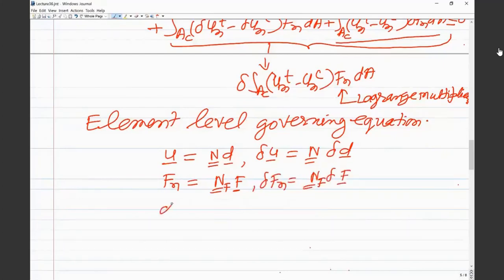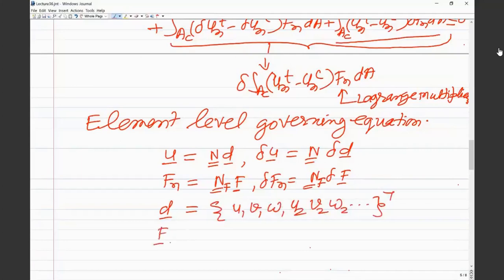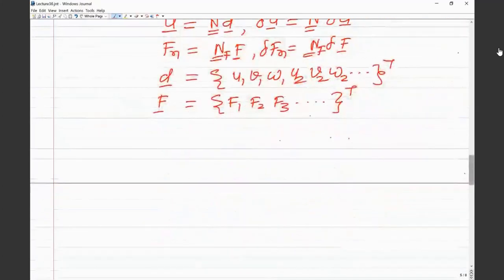Here, if you look at this D, for the 3D case as I said, it would be U1, V1, W1, and so on, depending on how many nodes you have in the element. That is what the vector D is. And vector F, which is used to define the normal traction on the target and contactor body, would be F1, F2, F3, and so on, depending on how many nodes we have along the contact area. That's the transpose of this quantity. Now, let's look a bit more at this interpolation for the normal force.